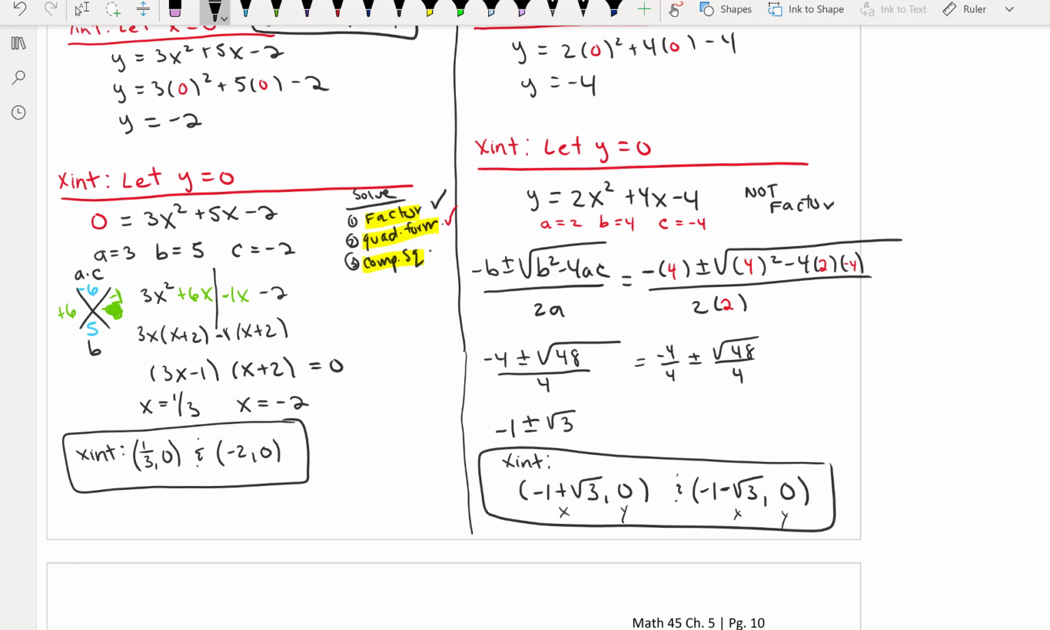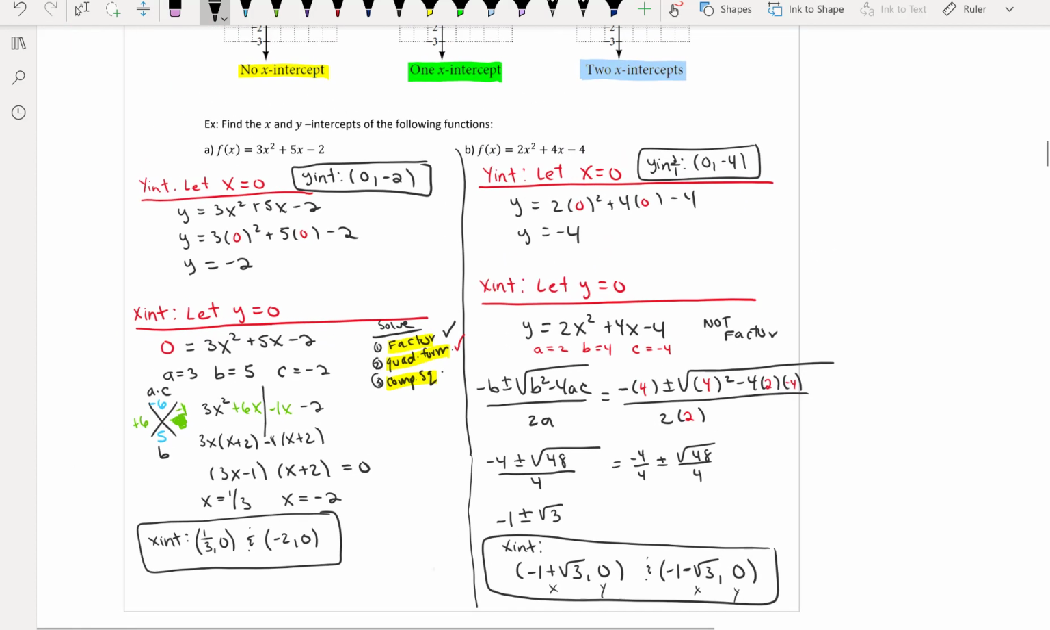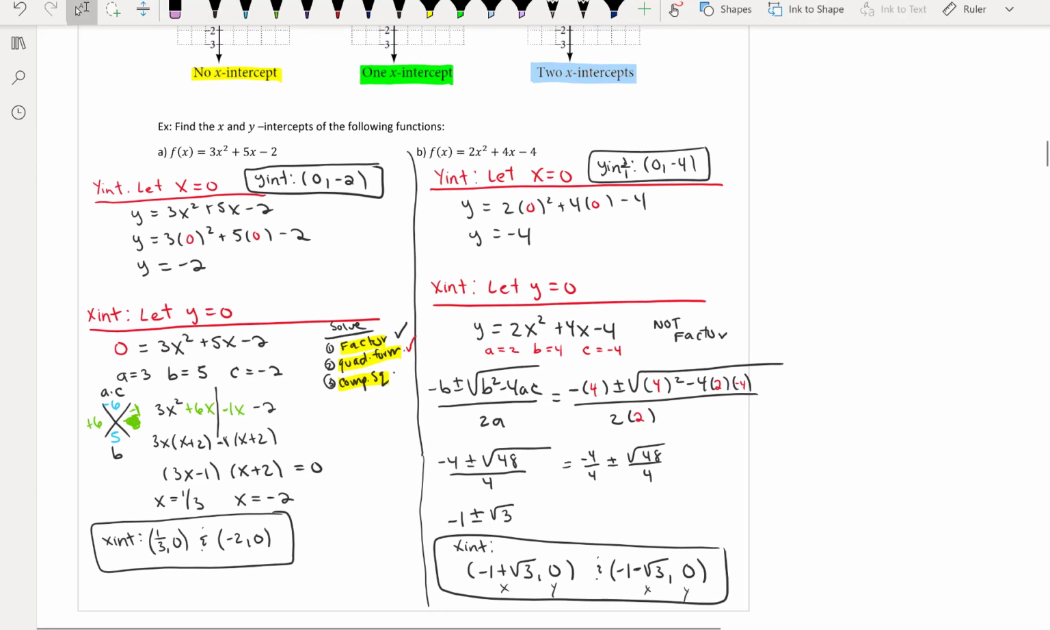Okay? And the way that I found that was by using the quadratic formula, because that problem did not factor very nicely. And as you can see, if I tried to factor, I would have never guessed that square root 3 to be one of the factors. Factoring is only really nice when you have whole numbers to work with, like we did in that first example. Okay. Well, that is going to be the end of section 5.1.